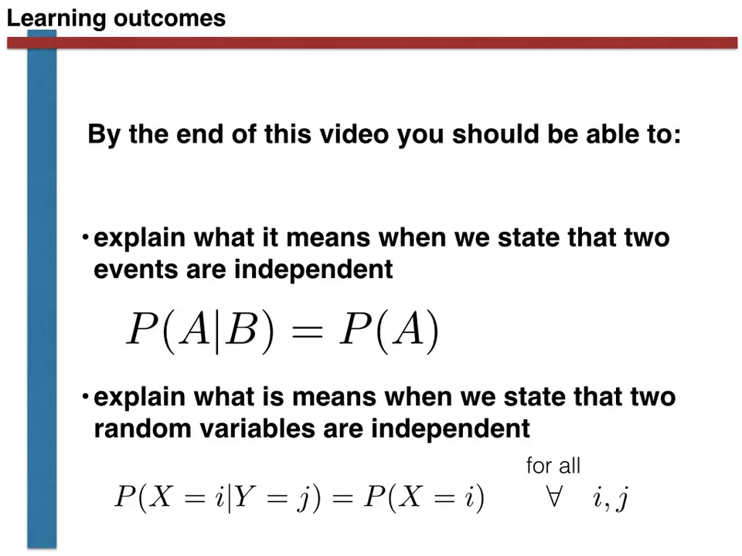Two random variables are independent, meanwhile, if the conditional probability that capital X equals i, given that capital Y equals j, is equal to the absolute probability that capital X equals i for all possible values of i and j.